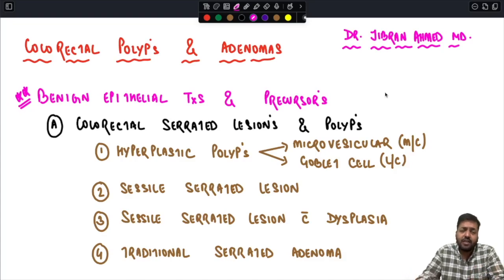So in the first lecture, we are mainly going to discuss in detail the serrated lesions and polyps. In the next lecture, we are going to discuss in detail the conventional colorectal adenomas. And in the third lecture, we will cover some of the other important polyps, as well as discuss the familial polyposis syndrome in detail. So without wasting any time, let us begin today's topic of discussion. Today, we are going to start off with the first part of colorectal polyps and adenomas.